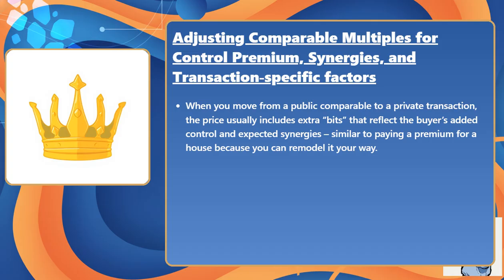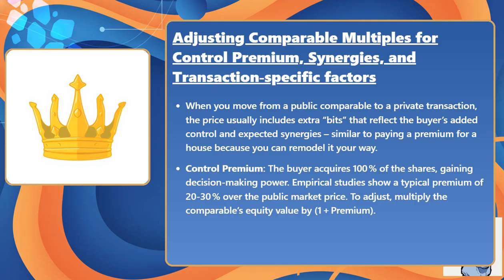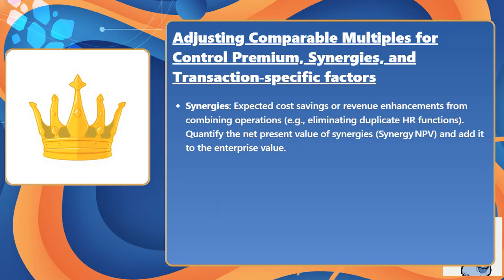When you move from a public comparable to a private transaction, the price usually includes extra bits that reflect the buyer's added control and expected synergies, similar to paying a premium for a house, because you can remodel it your way. Control premium. The buyer acquires 100% of the shares, gaining decision-making power. Empirical studies show a typical premium of 20 to 30% over the public market price. To adjust, multiply the comparable's equity value by 1 plus the premium. Synergies: expected cost savings or revenue enhancements from combining operations, for example, eliminating duplicate HR functions. Quantify the net present value of synergies, synergy NPV, and add it to the enterprise value.